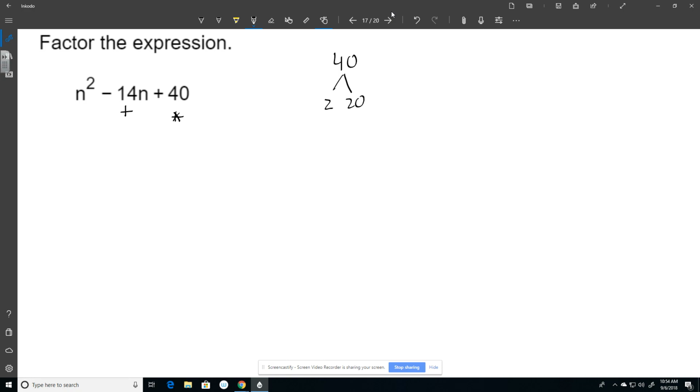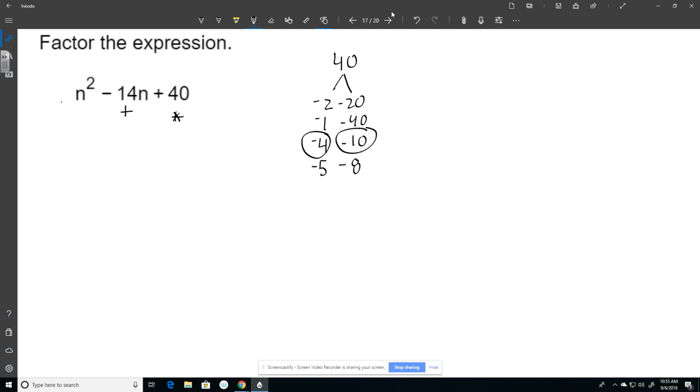I have 2 and 20. Oh, I've got 1 and 40. Don't forget about that one. How about 4 and 10 or 5 and 8? And I think that's as much as I'm going to get. Now, they multiply to be a positive, but when I add them together, I get a negative number, which means that both of my factors are negatives. So which of these add up to negative 14? My negative 4 and my negative 10. Those add up to negative 14.